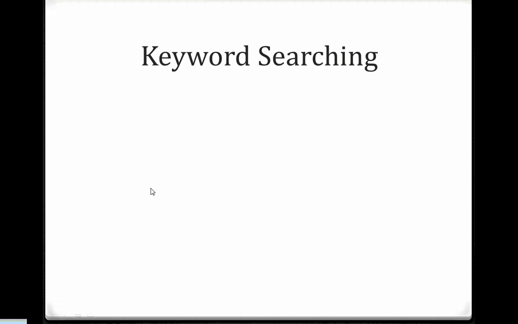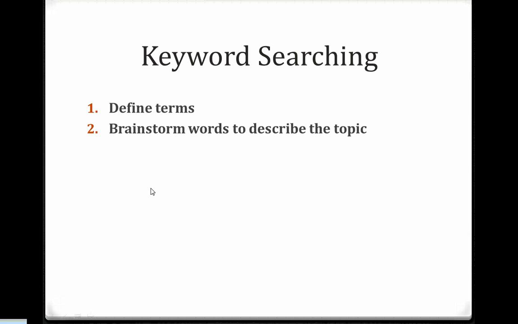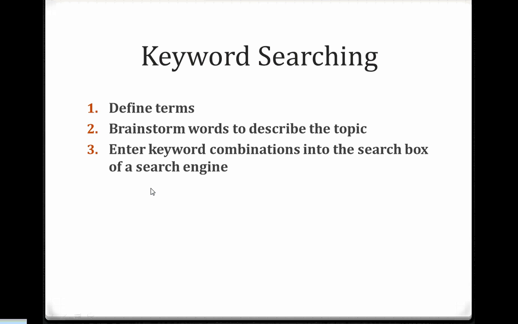So to summarize, keyword searching involves three main steps. The first is defining the terms, making sure I understand the concepts and terms related to the topic. The second step is to brainstorm words to describe the topic. And the third step is to enter keyword combinations into a search box of a search engine, repeating this step with different keyword combinations to find as many results relevant to your project as possible.